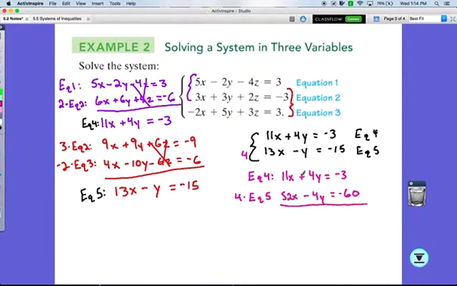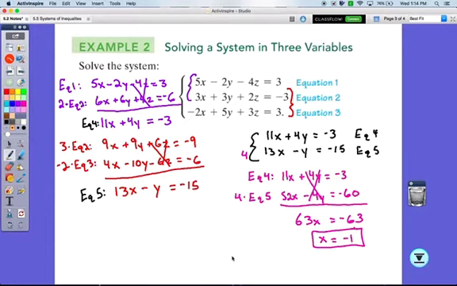And when I do that together, 11x plus 52x gives me 63x. The y's will cancel out. Negative 3 and negative 60 give me negative 63. And if I divide the 63 over, I get x is equal to negative 1. So I've got 1/3 of my ordered triple. So I'm going to back sub.